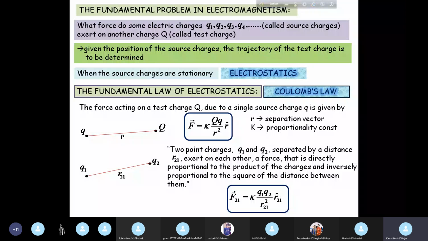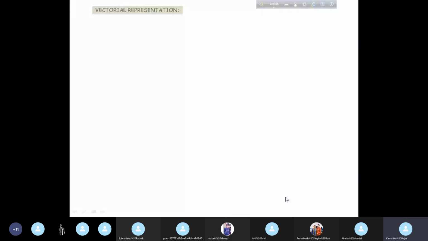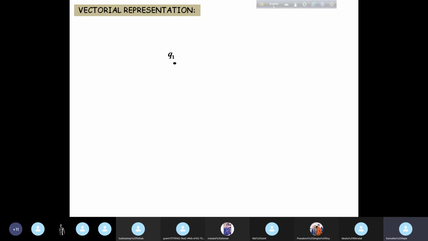So now we write the force between them as F21 with a vector sign, proportionality constant kappa, directly proportional to the product of the charges q1, q2, and inversely proportional to the square of the distance between them, r21 square in the denominator. And the direction is along the line joining the two charges, that is along the vector r21. So which is why I have written the unit vector. Now I will show you the vectorial representation of this law.